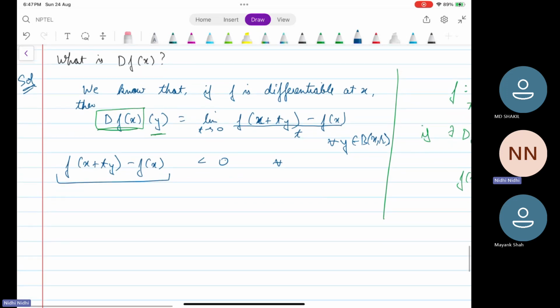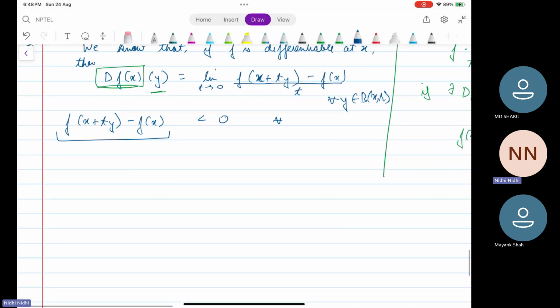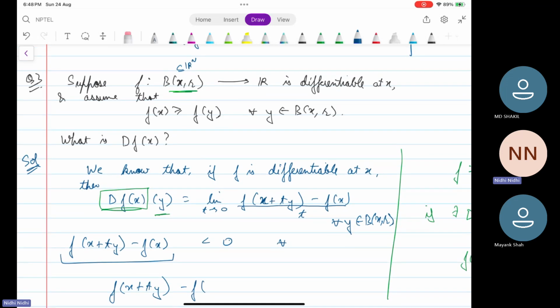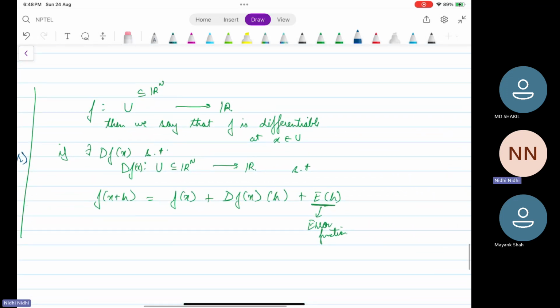Now we need to check the sign of the whole term. Will the domain of df_x be U or all of R^n? It is U, the domain of the function, because outside that we don't know the function. In the definition we need to put this h inside f, so we need to find the value of df_x taking h as input. Is h from U or from R^n? Yes, U.